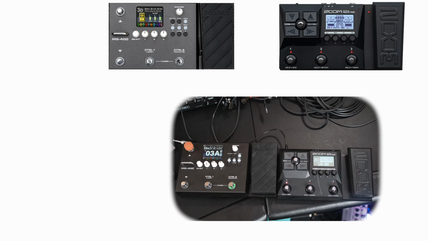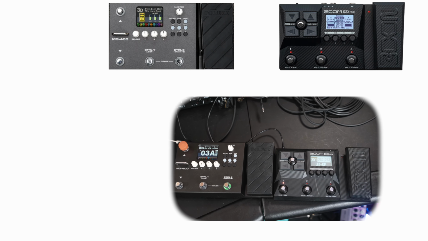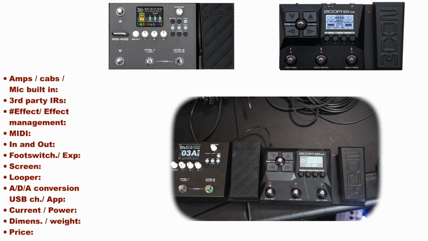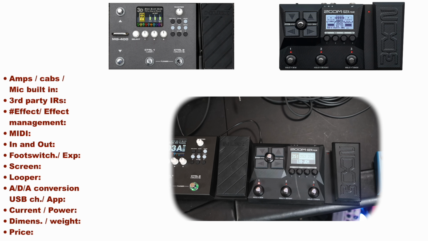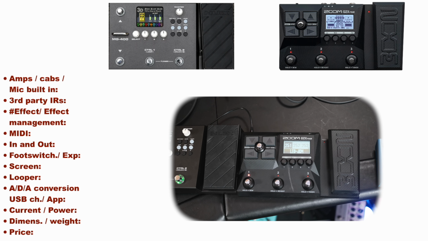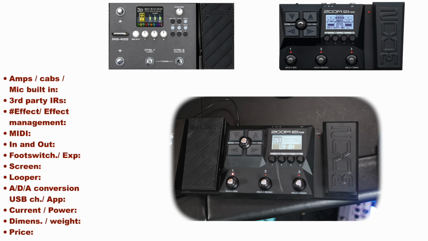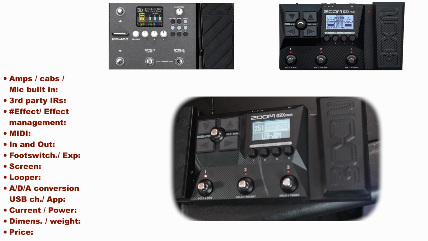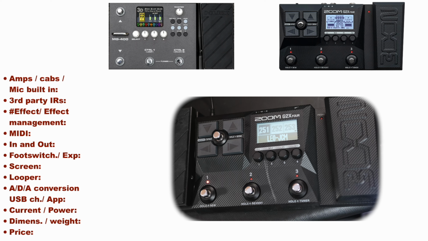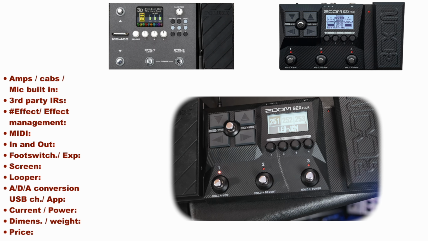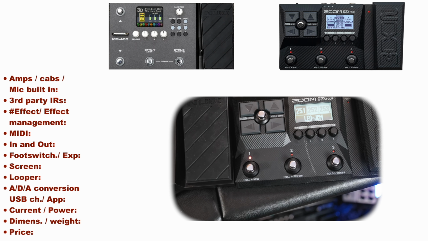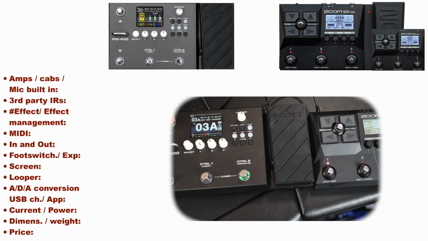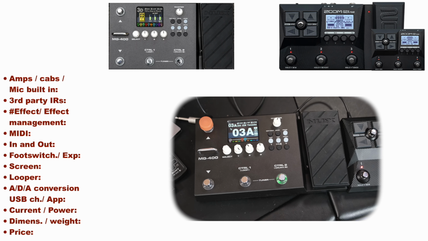Now check out the differences between the two units according to the following parameters: amps and cabs and mic built-in, third-party IRs availability, number of effects and effect chain management more in general, MIDI support, inputs and outputs available with both the units, foot switches and expression pedals, screen size and type, looper, ADA conversion and USB channels, power, dimensions, weight and price. And please notice that I will put in brackets the features of the G2x Four when actually meaningful.